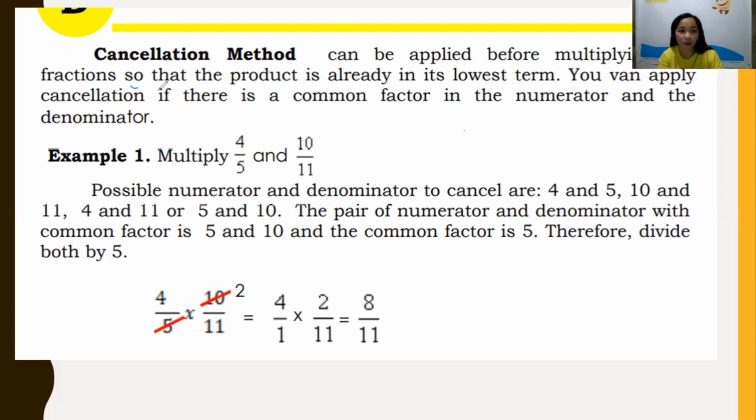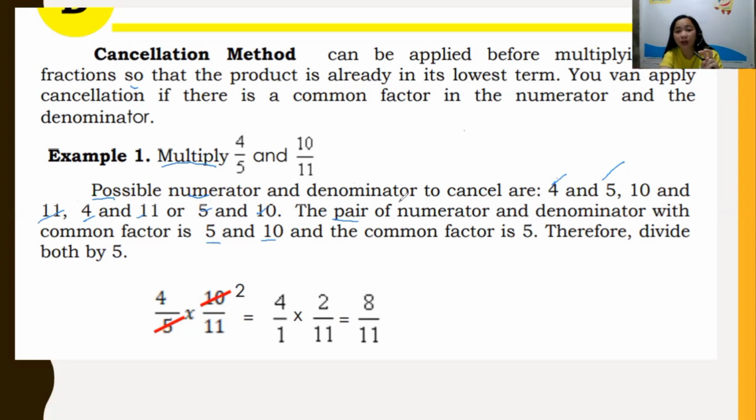Let's have example number 1. Multiply 4 fifths and 10 elevenths. So this is our given. Here, the possible numerator and denominator to cancel are 4 and 5, 10 and 11, 4 and 11, or 5 and 10. They are the pairs that can possibly be cancelled out. So the pair of numerator and denominator with a common factor is 5 and 10. So sila lang yung dalawa na numbers, sa numerator at isang denominator, na may common factor.